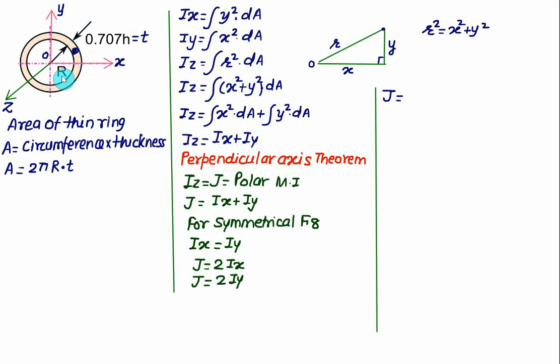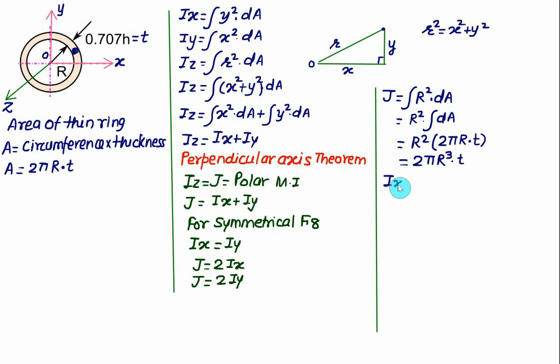This time the value of r remains constant, so we have the integral of r square multiplied by dA. R square is constant and can be taken outside. In that case, we have the simple integral of dA. The integral of dA is the total area of the ring, so it will be equal to r square multiplied by the circumference, which is 2 pi r, multiplied by thickness t. So the polar moment of inertia is simply equal to 2 pi r square into r, that is r cube, multiplied by throat thickness t. So remember this formula for polar moment of inertia.